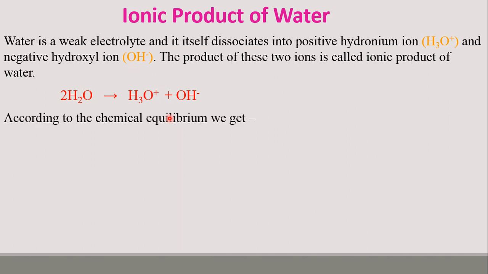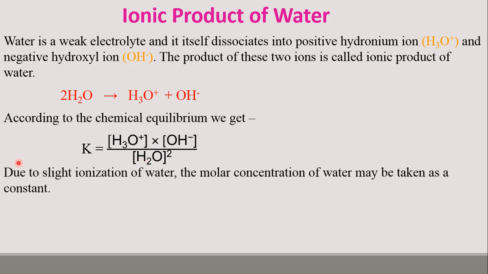According to the chemical equilibrium, we get K equal to concentration of product divided by concentration of reactant. That means concentration of hydronium ion times concentration of hydroxyl ion divided by concentration of water squared. Now, water is a weak electrolyte, so it is only slightly ionized. Due to slight ionization of water, the molar concentration of water may be taken as a constant.